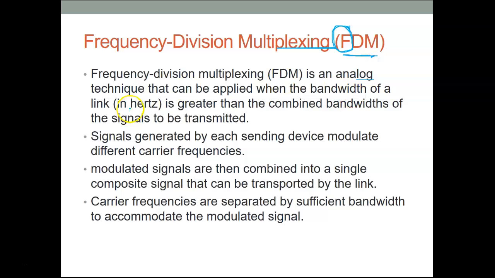We use it when the bandwidth of a link in hertz is greater than the combined bandwidth of the signals to be transmitted. So very easy. The capacity or bandwidth of the link should be bigger than the combined bandwidth of the signals. I have multiple signals and I need to make sure that the capacity of the media or the link is bigger than the bandwidth of the transmitted signals.